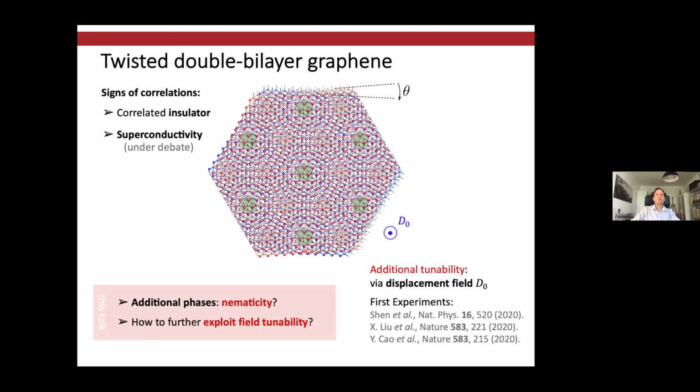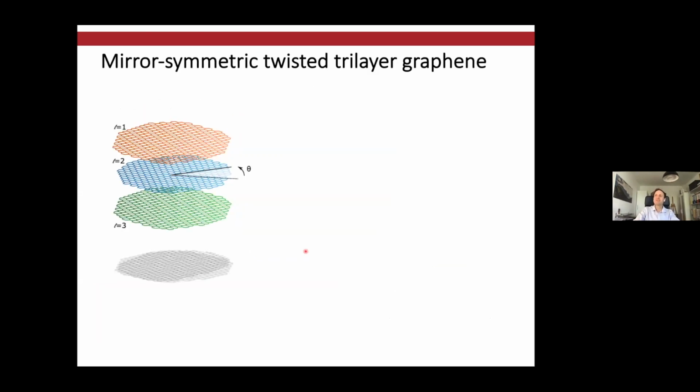But the main focus for my talk today will be on yet another system, which is even more recent, which is mirror-symmetric twisted trilayer graphene. As the name suggests, we have three layers of graphene. The top and the bottom one, they're aligned.